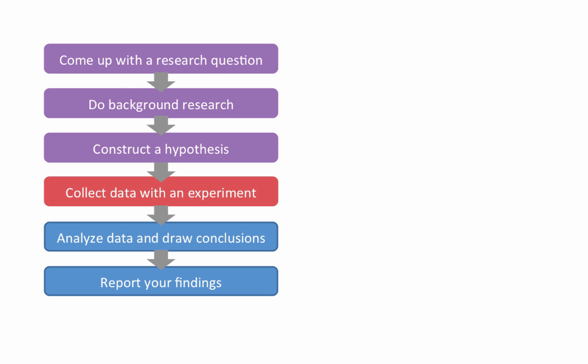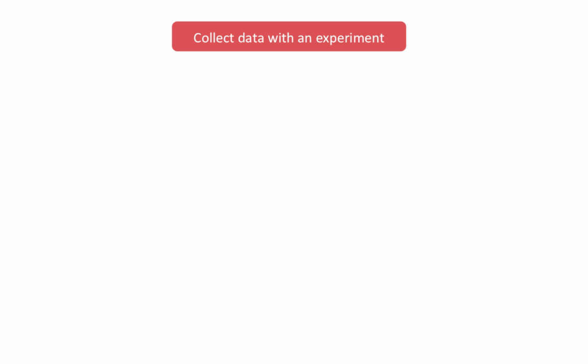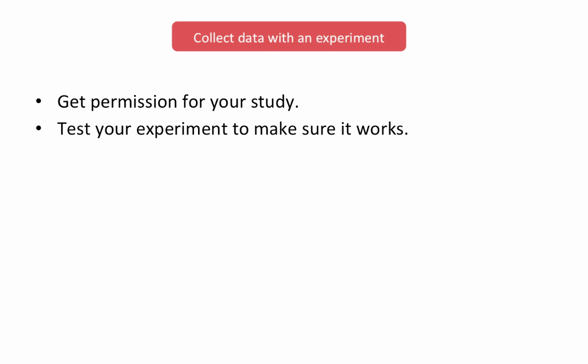Now we're ready to actually do the experiment. That's the next step, to collect the data. So collecting our data, there's a few things we need to do here. Usually, we need to get permission for our study from the university. Then we need to test our experiment to make sure it works. It's always a good idea to try it out before you go collect 50 people and have them do it.